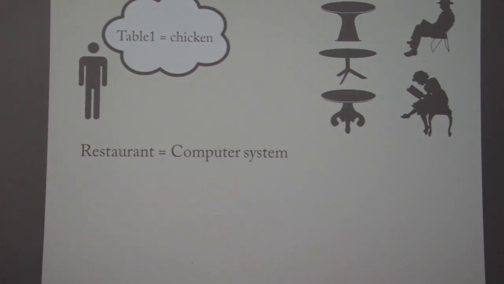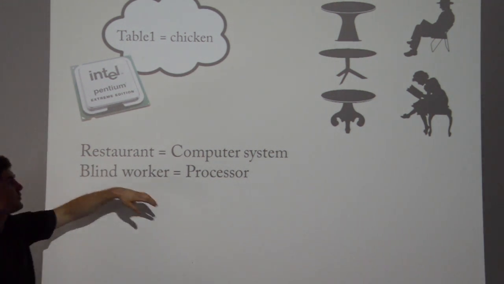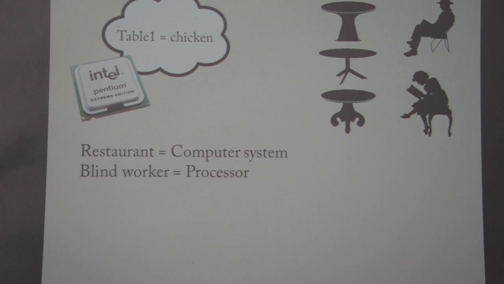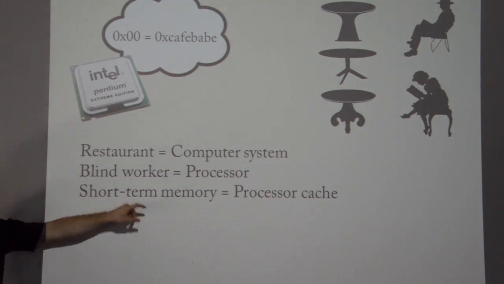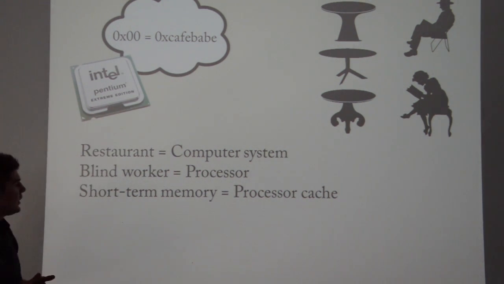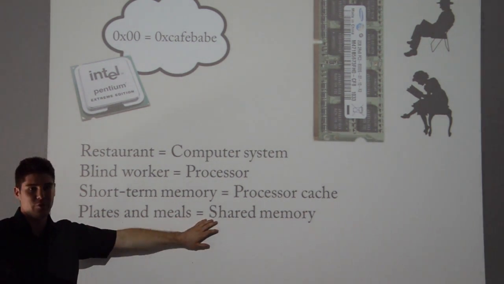It's this, okay? And then in this thing here on my table, there's something called a processor. And this processor, the way it works, it's really analogous and equivalent to this blind worker, okay? And here you can see an Intel Pentium processor. Which looks cool here, but it's actually not that cool. It's quite old. And this short-term memory, this is a special part of the computer system, which is very closely attached to the processor. It's called a processor cache. Processor cache is something that the processor uses to remember stuff about the tables. And then the tables themselves, they're actually something in a computer system called a shared memory.